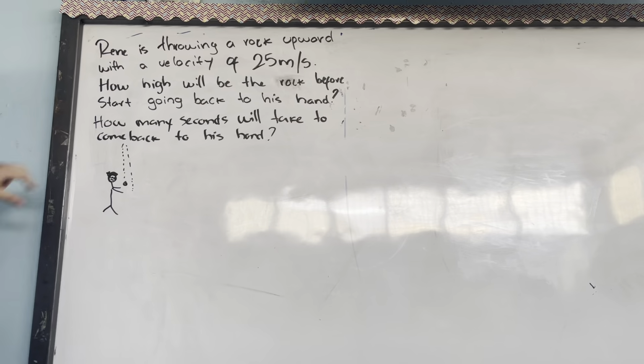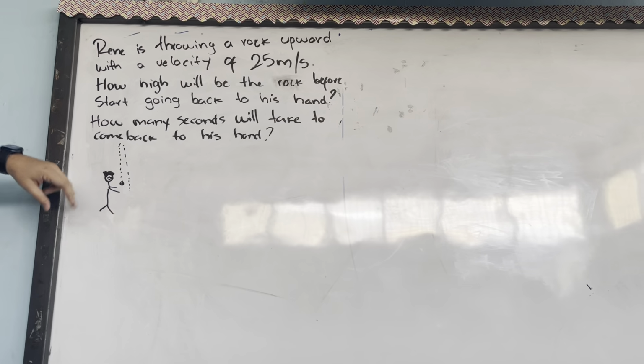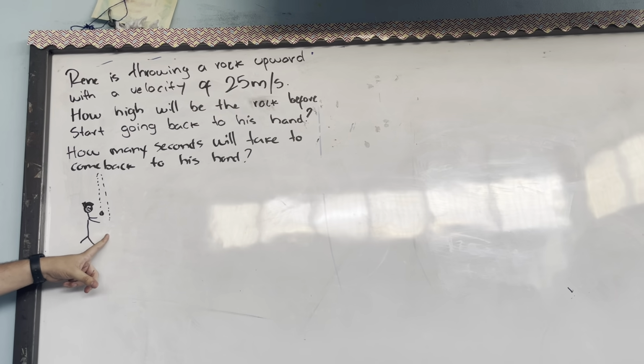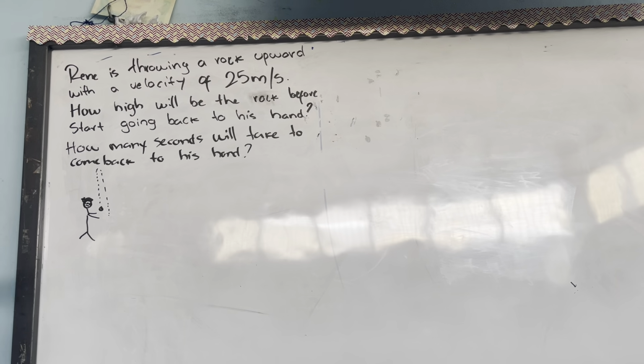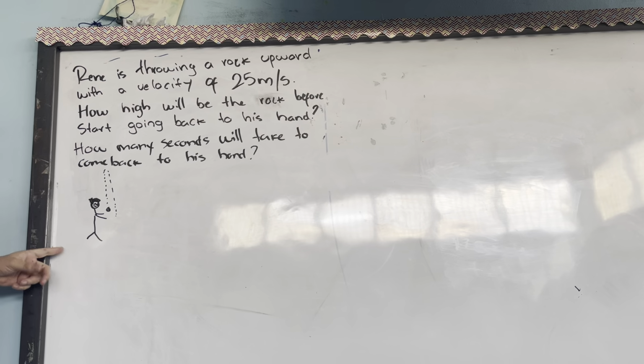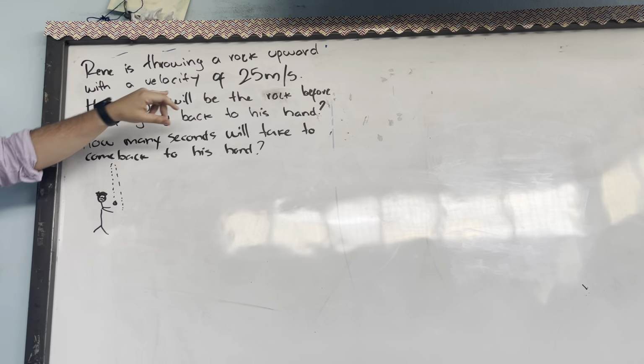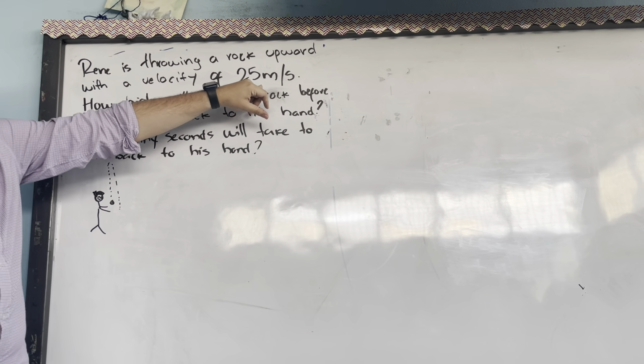The object first is going up and then it will go down, right? So first it's going up with a velocity, right? At the beginning we're going to have a velocity because to put it up we have to put a velocity on the object. Then in this case we have that Rene is throwing a rock upward.